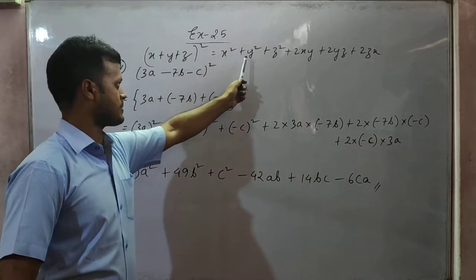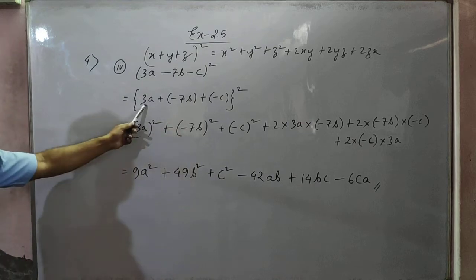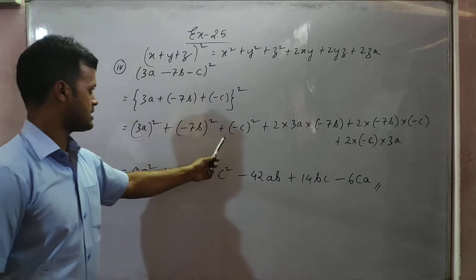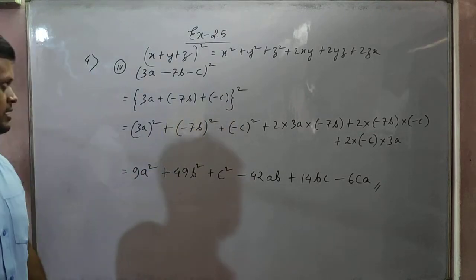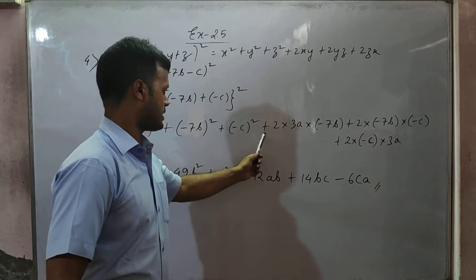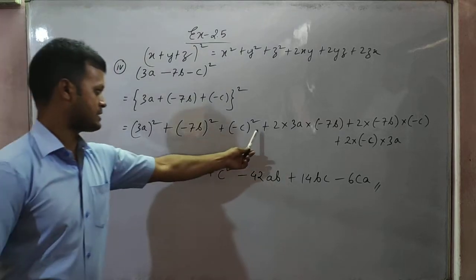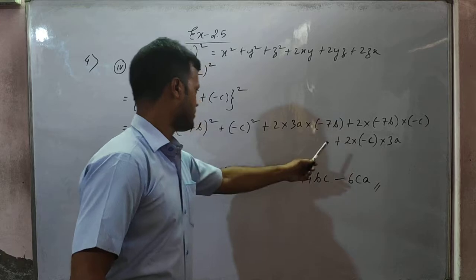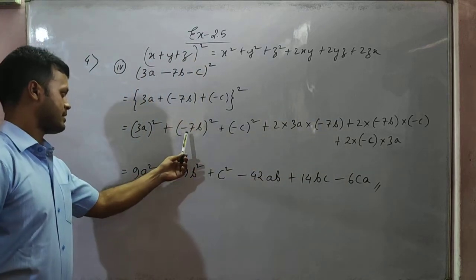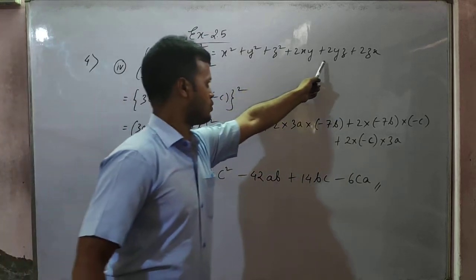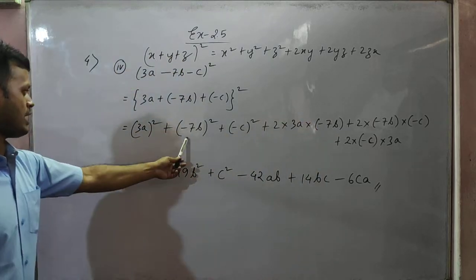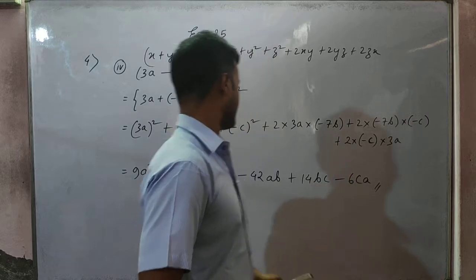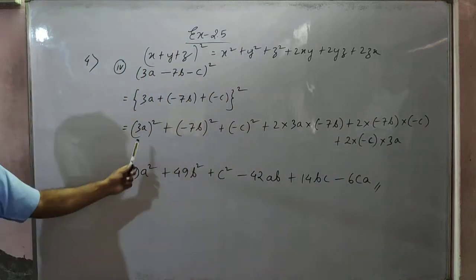First we will write x square plus y square plus z square. So this is x, so write x square plus this is y, so write y square plus z, write z square plus what is the formula? 2xy, isn't it? Plus 2 into x means 3a into y means 7b, plus 2 into yz, isn't it? 2 into 2yz. So 2 into y, this is y and this is z, right? Plus 2zx, 2 into z, this is z and this is x.